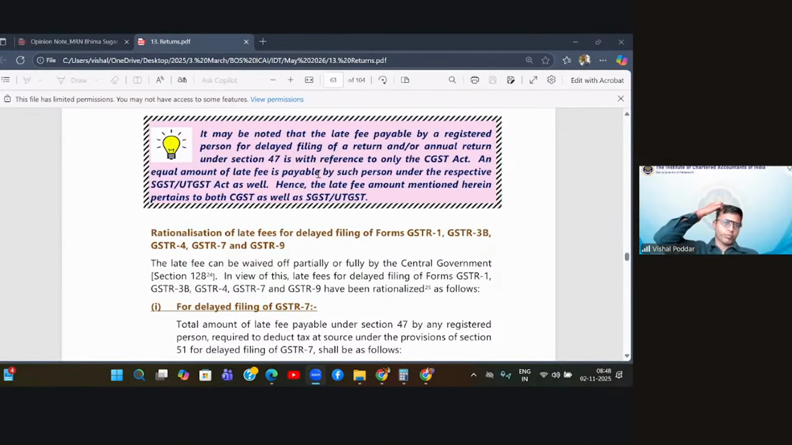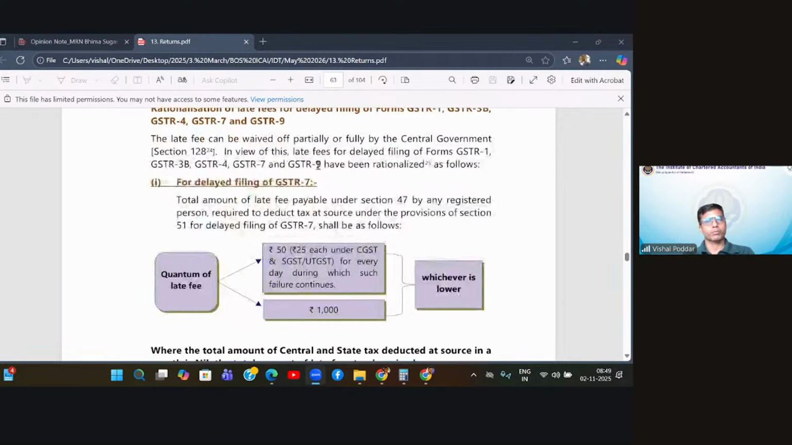Rationalization of late fees for delayed filings of Form GSTR1, GSTR3B, GSTR4, GSTR7, and GSTR9. The late fee can be waived off partially or fully by the Central Government, Section 128. In view of this, late fee for delayed filing of Form GSTR 1, 3B, 4, 7, and 9 have been rationalized as follows. For delayed filing of GSTR 7, the amount of late fee payable under Section 47 by the registered person required to deduct tax at source under the provision of Section 51 shall be as follows.